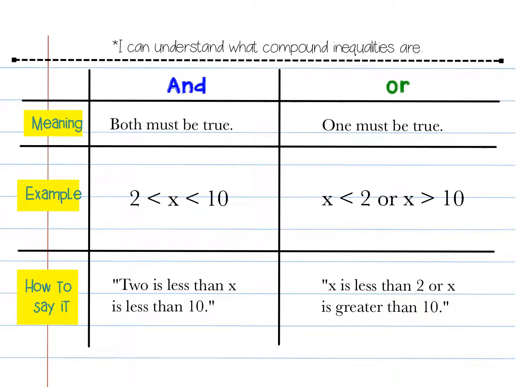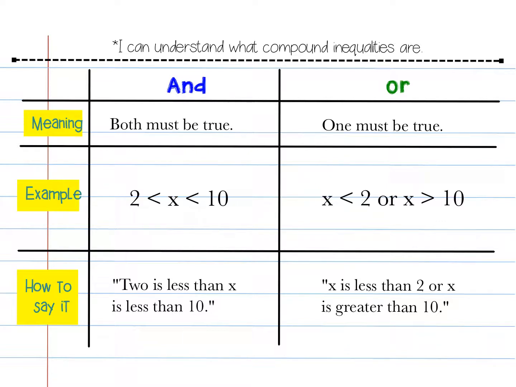Okay, before we can get into solving compound inequalities, we need to talk about what they mean. Compound means I'm putting two things together. So a compound inequality is simply two inequalities, and they're going to be joined together by the word either and or. And means this and this must be true. So in order for something to be a solution, both parts must be true. Or just means one must be true.